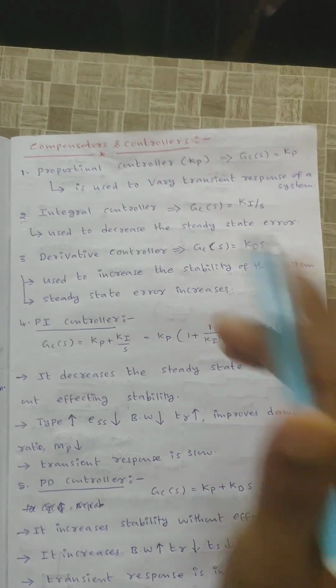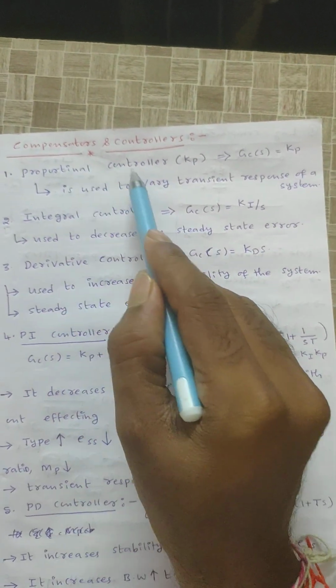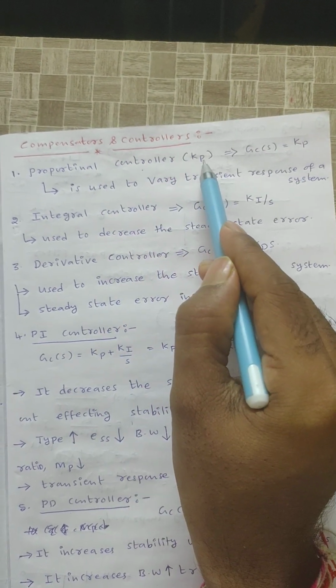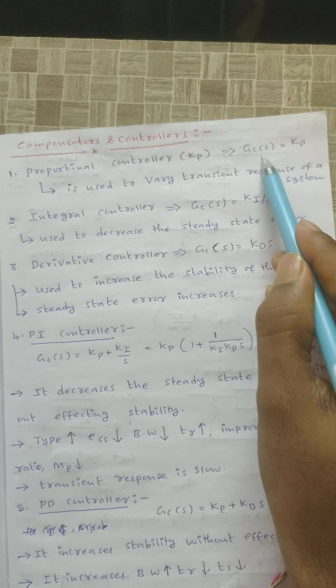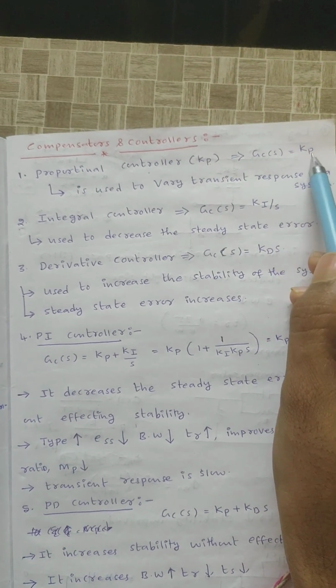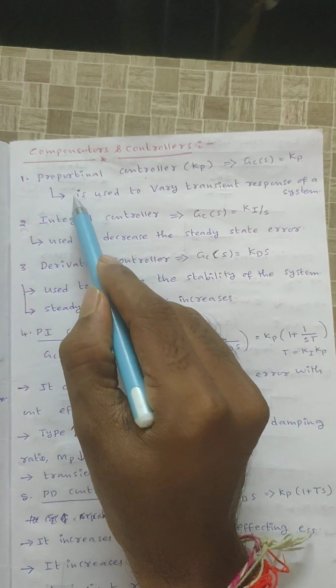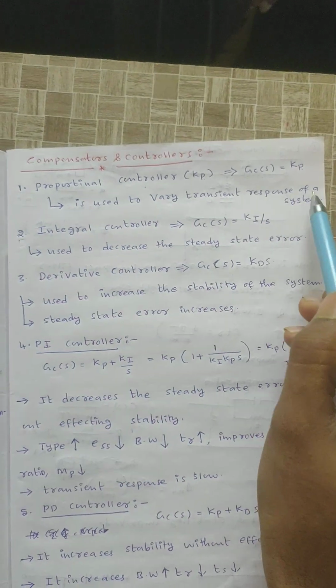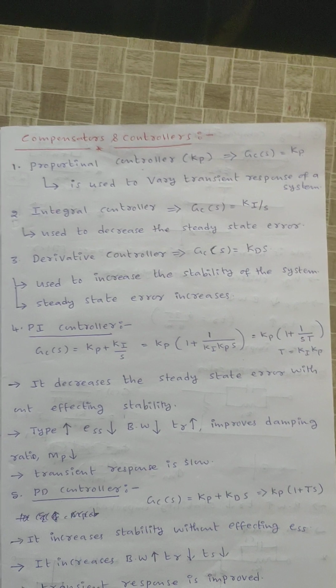First one is the proportional controller. Proportional controller is represented by kp. Then the controller transfer function gc of s is equal to kp. The purpose of this proportional controller is to vary the transient response of a system.